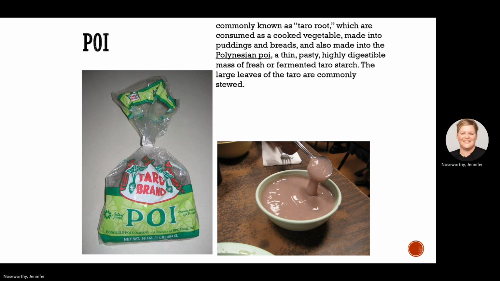Poi is really this pudding type dish. It's kind of pasty, and it's a little bit purple because of those phenolic compounds. Very popular in Polynesian cuisine.